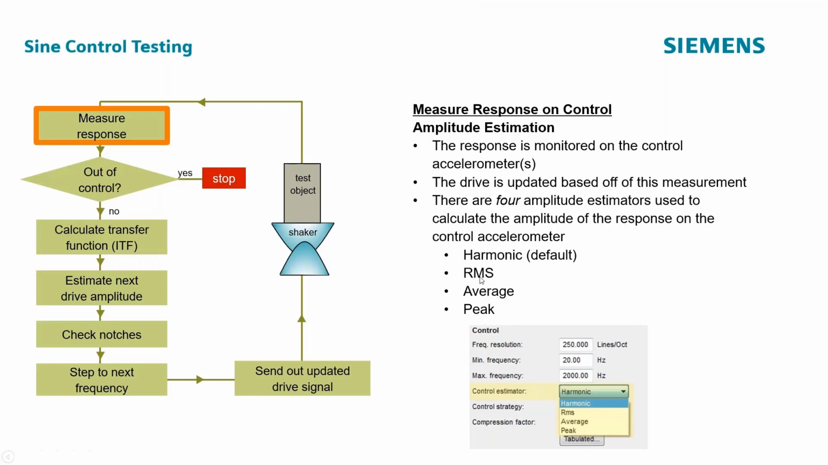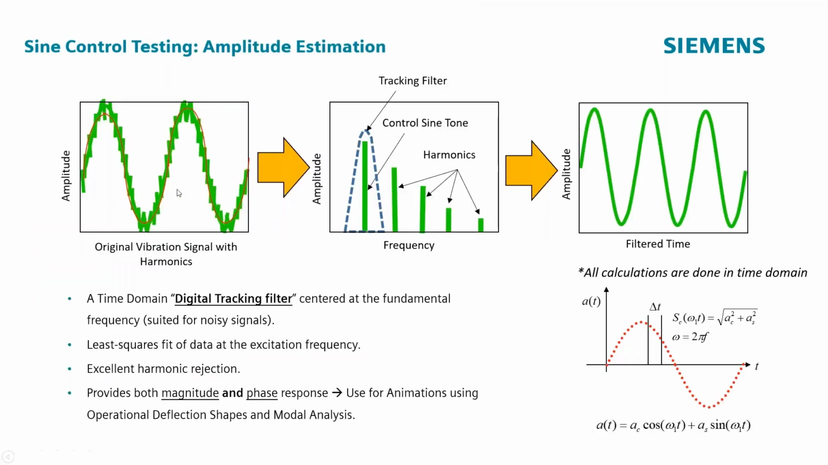RMS average and peak all use a block by block method to estimate the amplitude. So things like RMS average and peak are more conservative ways than harmonic, because if you have a high frequency harmonic that's riding on top of the sine wave, your RMS average and peak might be a higher amplitude that's measured than what's measured by the harmonic estimator. So this is an example of that, right? So you have this high frequency noise that's riding on top of your main sine excitation frequency. You have this tracking filter that's going to suppress out harmonics, and then this is what your filtered time history looks like.